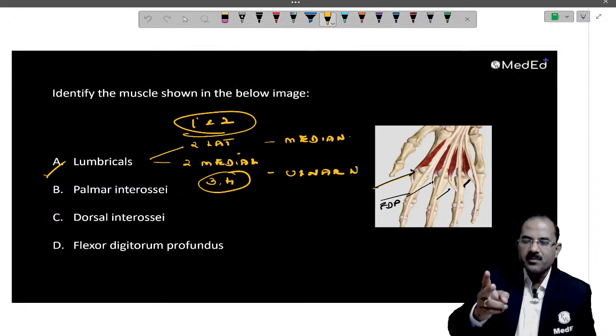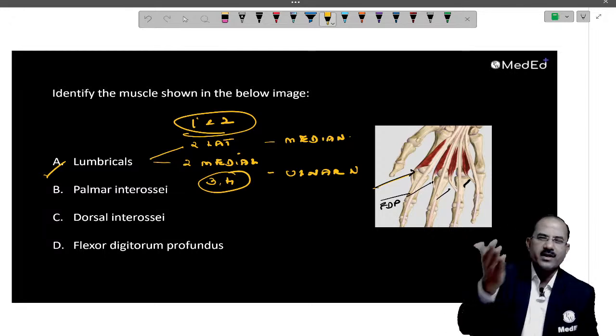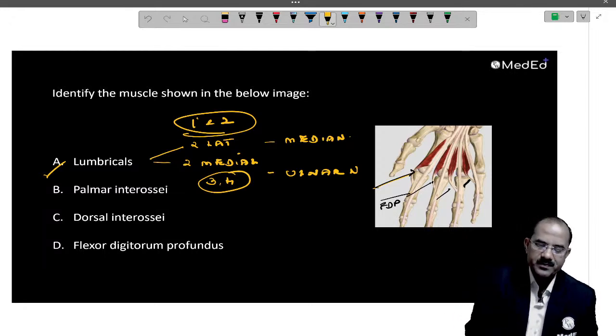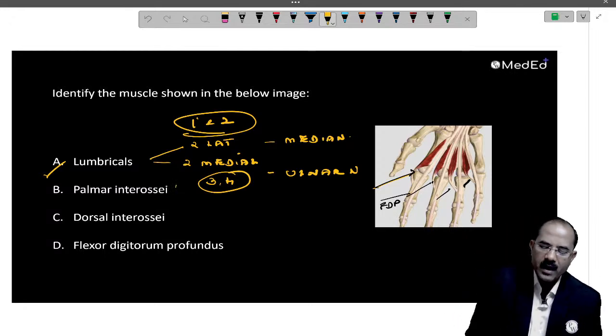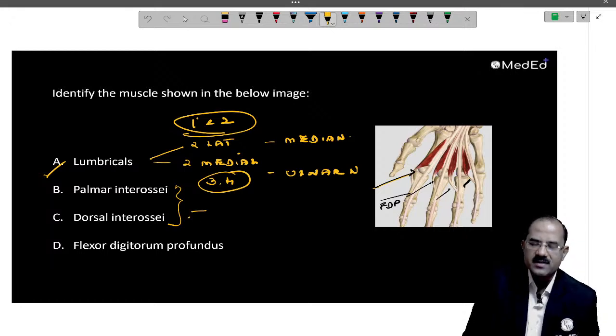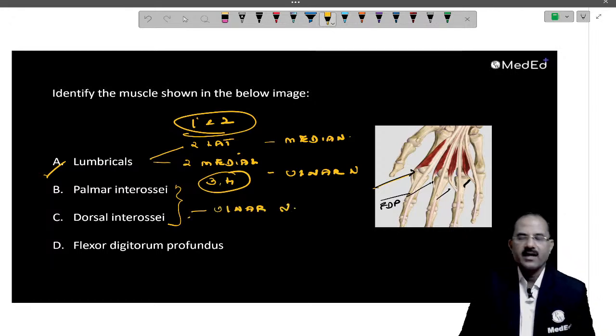The first and second lumbricals are supplied by the median nerve. The third and the fourth are supplied by the ulnar nerve. Yes, the palmar and the dorsal interossei. These are supplied by whom? Ulnar nerve. Palmar and dorsal interossei are all supplied by the ulnar nerve.